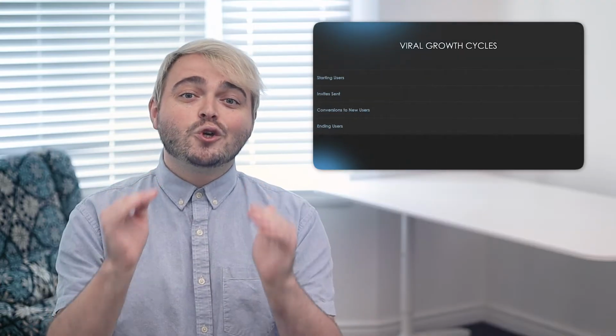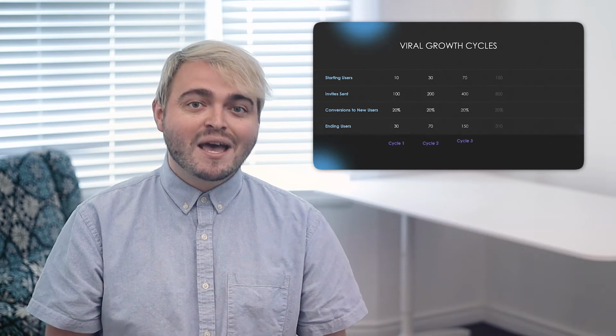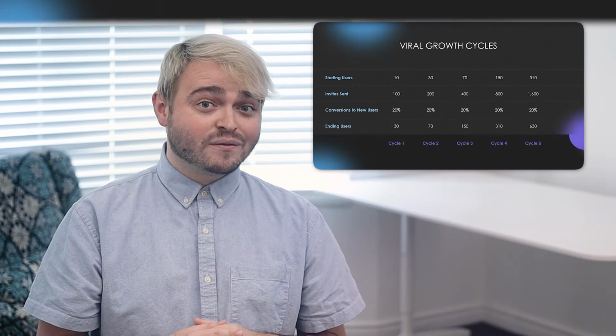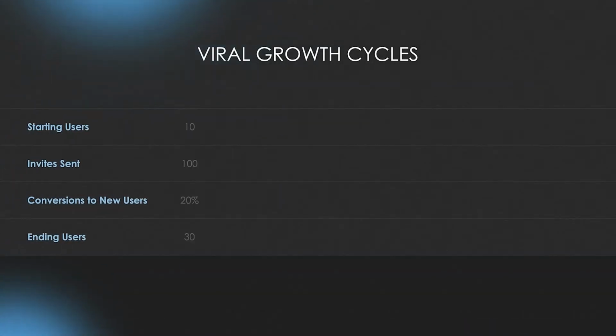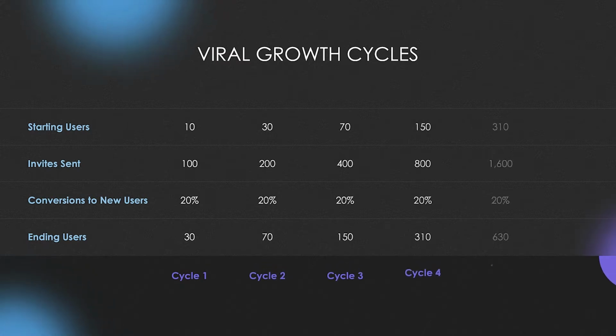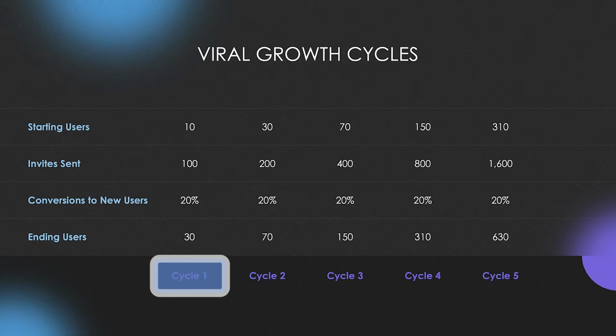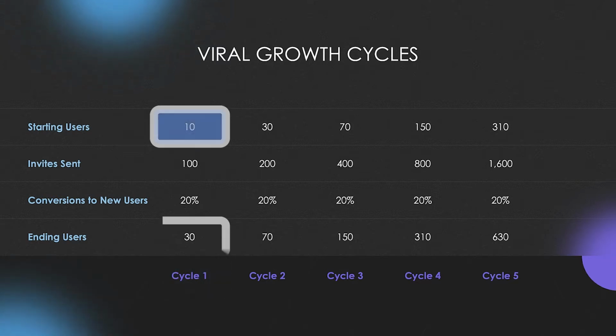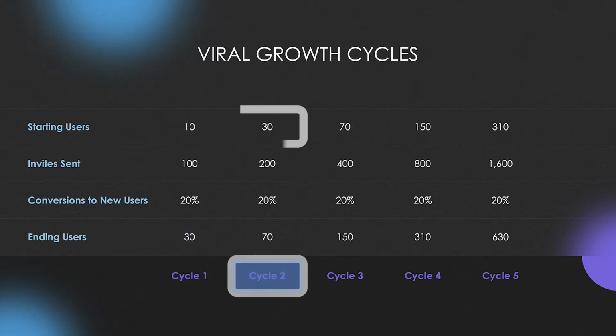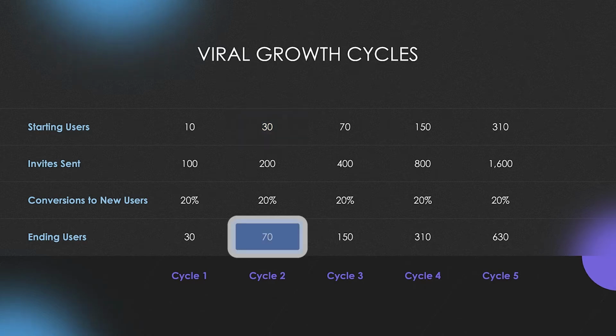So what about cycle time? Cycle time makes a huge difference, as the lower the cycle time, the faster your customer base will grow. This slide breaks out cycles into cohorts, where one cycle's starting point is the end point of another. In cycle 1, we started with 10 users and ended with 30. Cycle 2 begins with 30 users and grows to 70, and so on.